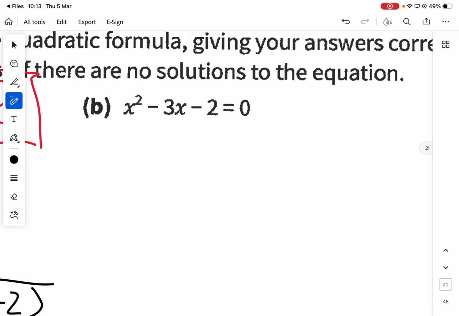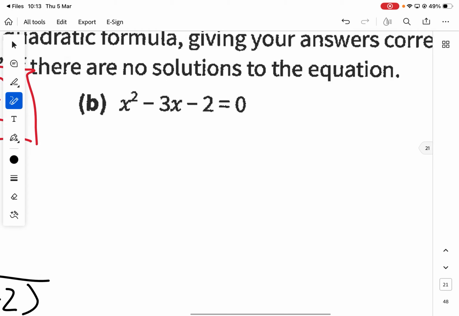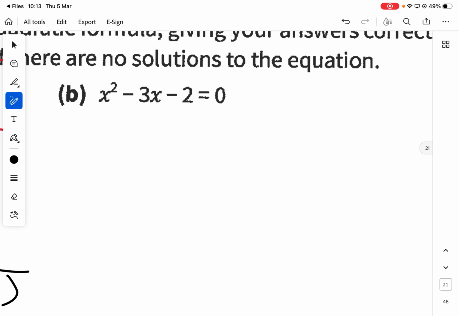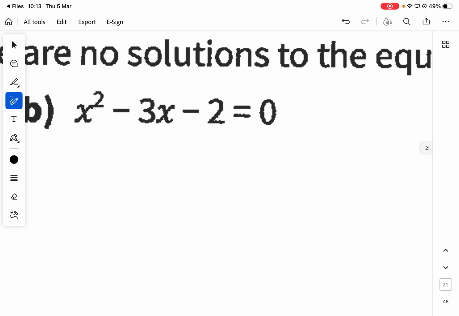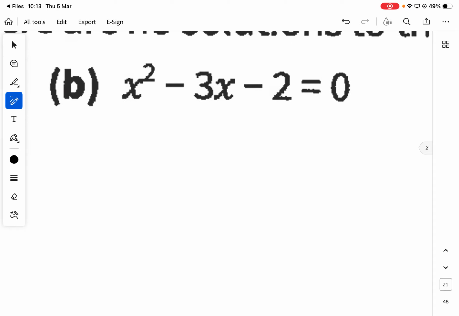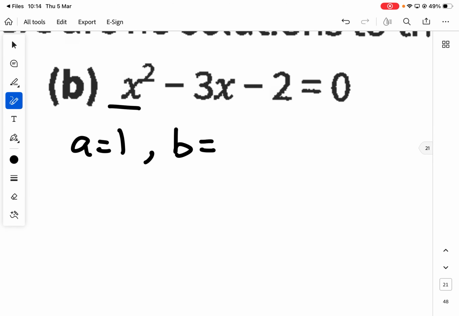Okay. So for part B, if we are to do together, I must start with identifying my A, B, and C. When I look at this expression, A is how many x squared? So A is 1. B is how many x? So B is not 3, but minus 3. Okay? Your B is minus 3. And then your C is? Yes.